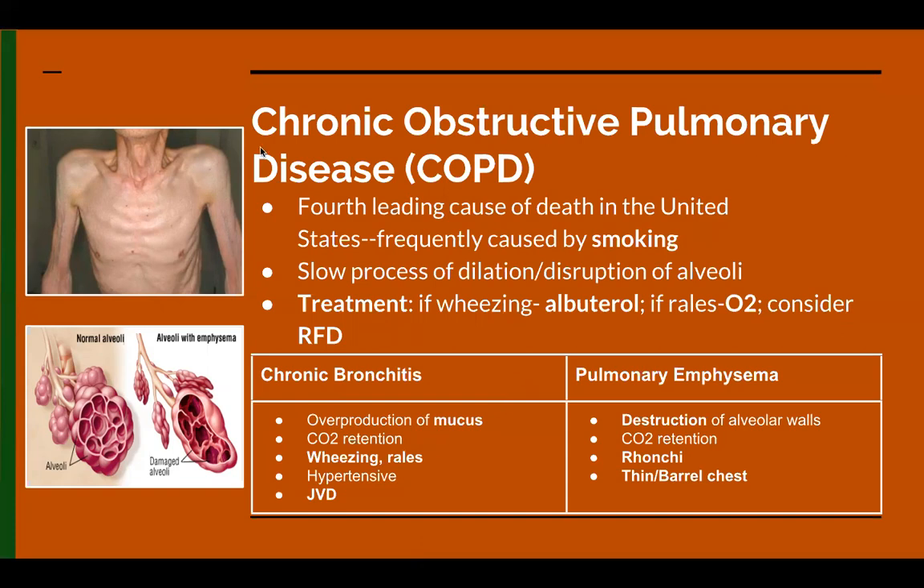So this guy up here has probably got pulmonary emphysema. He's got that thin barrel chest that you hear about in EMT school. You're more likely to hear rhonchi with these patients than wheezing or rales. And then for chronic bronchitis, which is basically just a lot of mucus, you're likely to hear wheezing and rales. You would administer, if you heard wheezing, a dose of albuterol and then oxygen if there's rales. They might also present hypertensive and then with JVD, like the CHF patients.